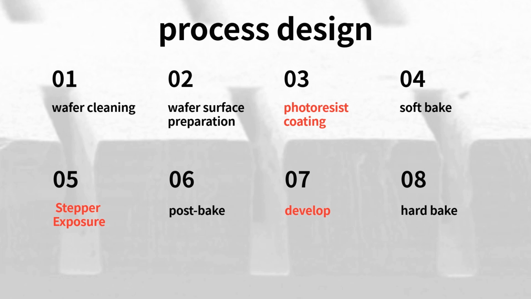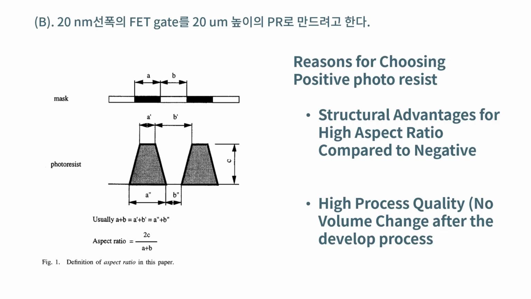This completes the photolithography process. The reason for choosing a positive photoresist in case B is due to its structural characteristic. Its trapezoid shape is advantageous for achieving a high aspect ratio. Additionally, it offers superior process quality compared to negative photoresist, resulting in minimal volume change in fine processes. This is why a positive photoresist was selected.